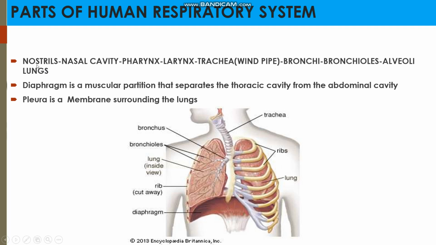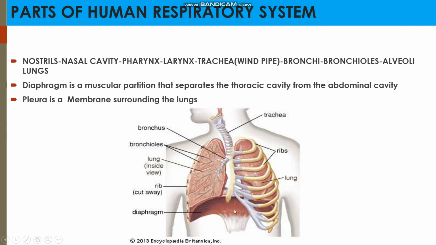It consists of a pair of nostrils. Nostrils then lead into the nasal cavity. Nasal cavity leads into pharynx. Pharynx then opens into the larynx. Larynx then leads into the trachea or the windpipe. The trachea is supported by C-shaped cartilaginous rings. Next it leads into two bronchi. Bronchi further branch into bronchioles that terminate in the alveoli in the lungs.